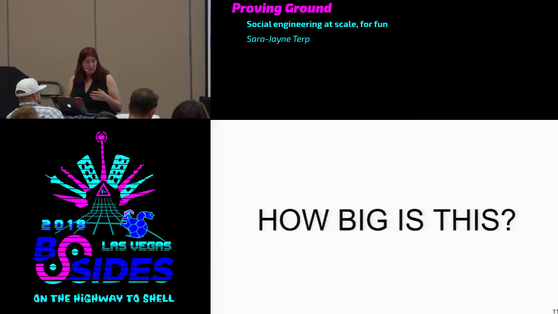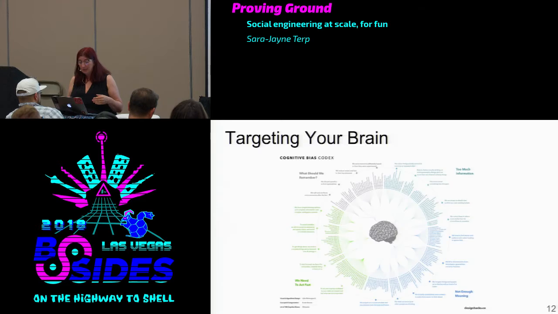So how big are the scales? Having sort of mentioned that, so smaller scale, your brain. That's the end target. The end target is your belief systems. And this diagram, this unreadable diagram, every single little spoke all the way around the outside is a cognitive bias the human has. And every single one of those is a vulnerability.